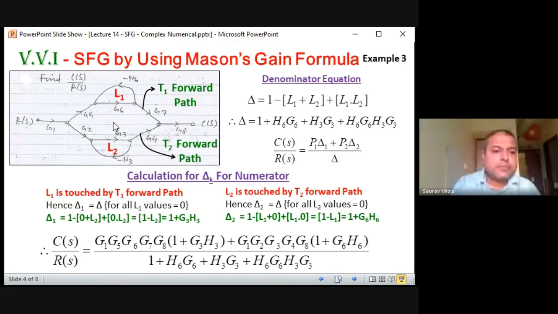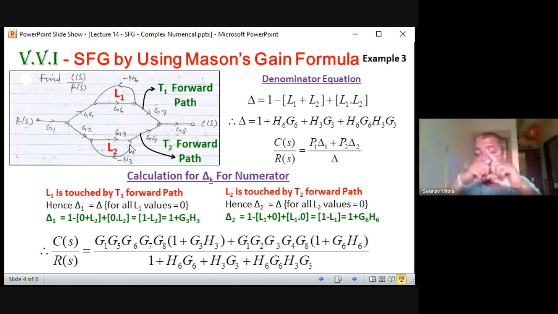Next, I'll increase the difficulty level. I will connect this G2 with G6. So the next system is the same with two changes. The names might change, G5, G6, and all those things might change, but the sequence might change. And the second thing is that this node will be connected with this node, and this node will be connected to this node.